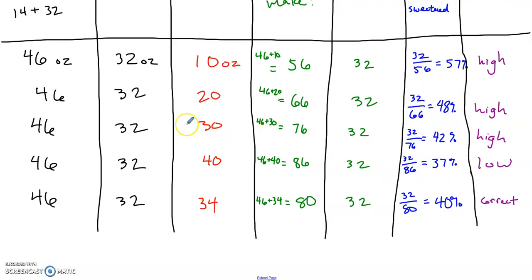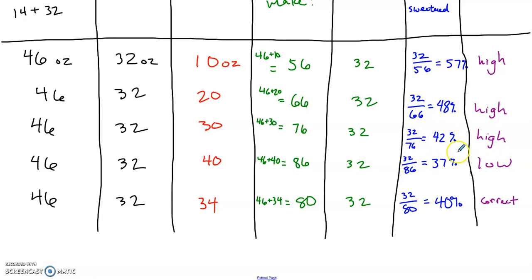That's still too high. Went up to 30. 30 plus 46 is 76. 32 is still the same. 32 out of 76 is 42. That's still too high. 40, add 40, that's 86. And then 32 stays the same. 32 out of 86 is 37. I finally went past it.